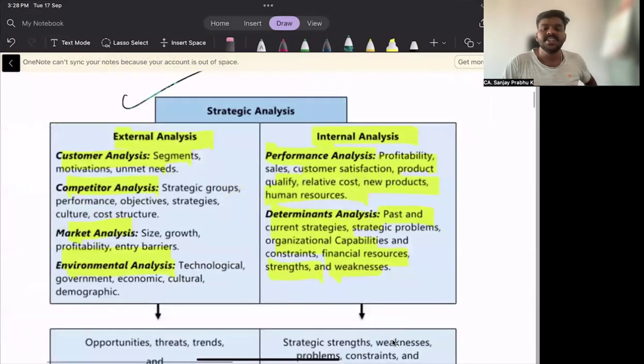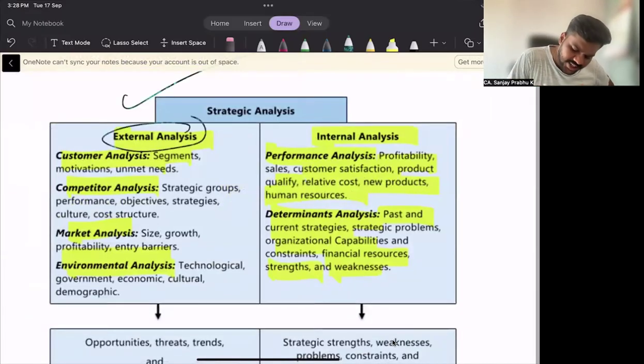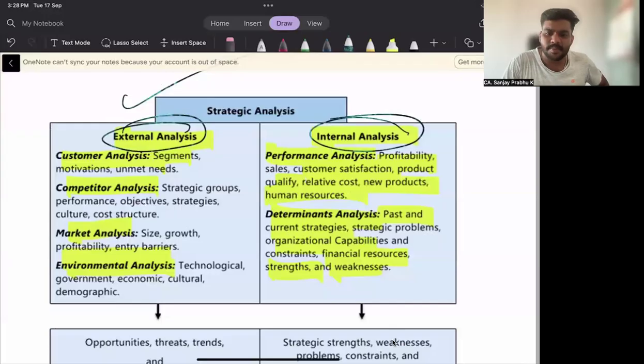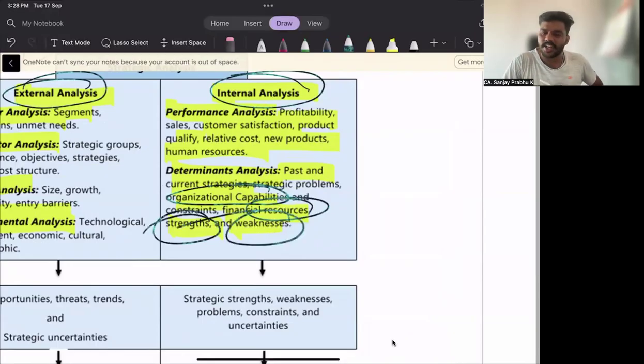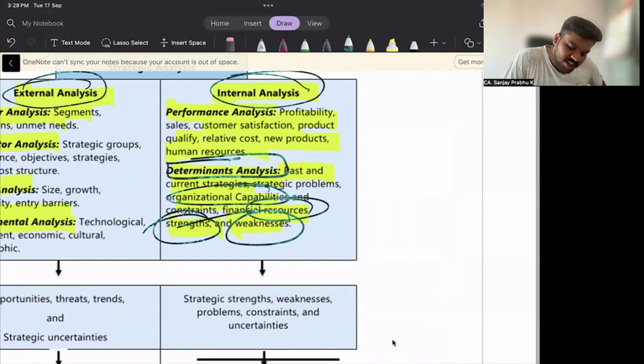This is very important. Strategic analysis means external environment, internal environment. Internal environment means your own capabilities, your financial resources, what are your strengths, what are your weaknesses. This is called determinants analysis.